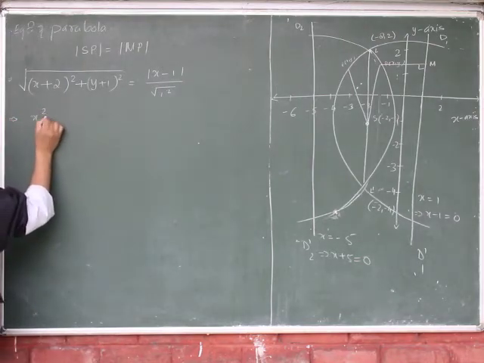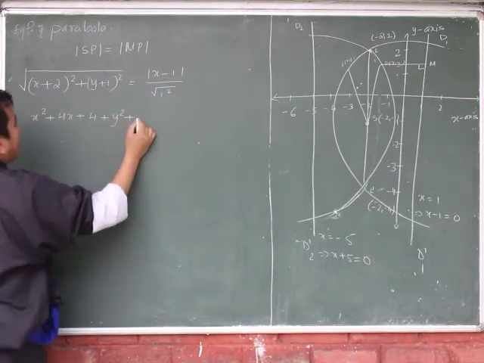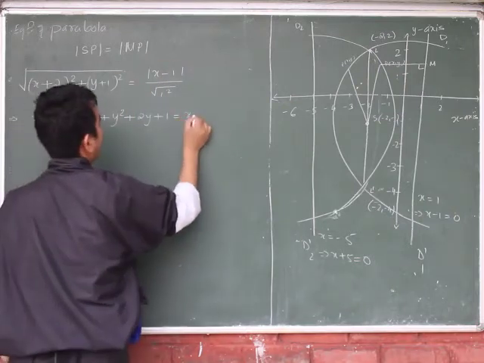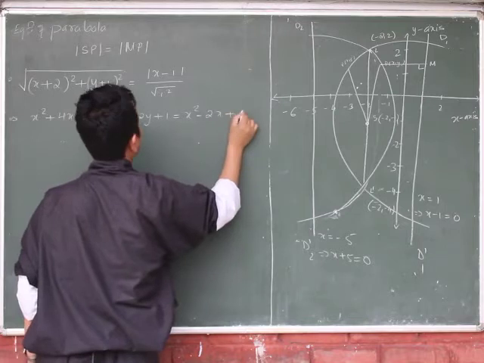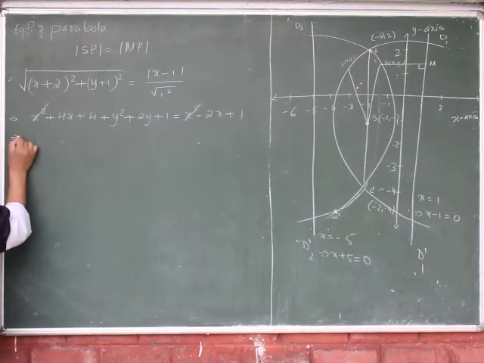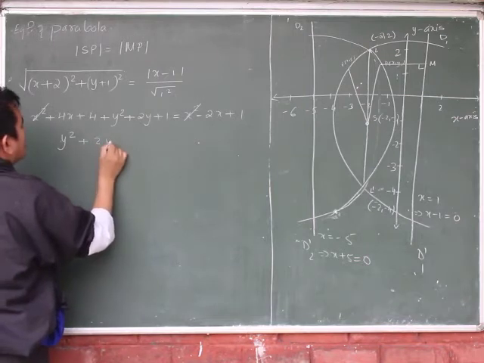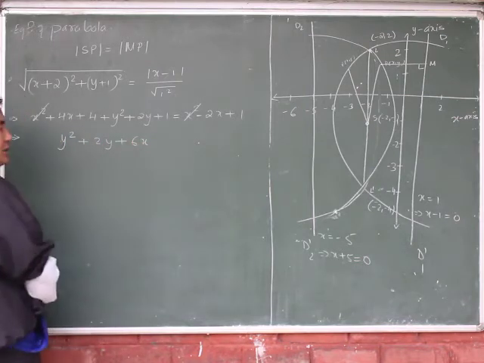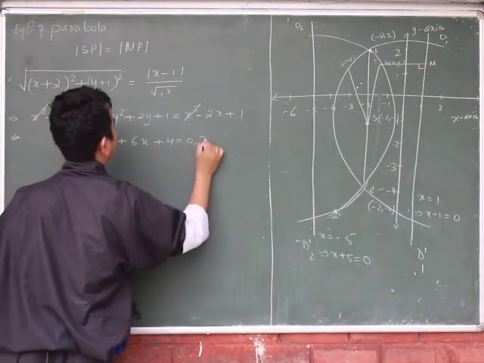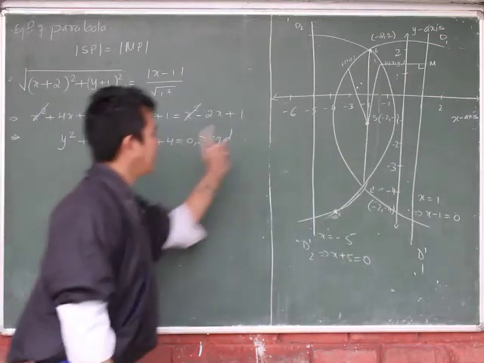We have x square plus 4x plus 4 plus y square plus 2y plus 1 is equal to, here also you will square, x square minus 2x plus 1. This x square will get cancelled. Therefore we have y square plus 2y plus 6x, then 4 plus 1 is 5, 5 minus 1, here it is plus 4 is equal to 0. This is the required equation of the parabola. This is the equation for concave right.